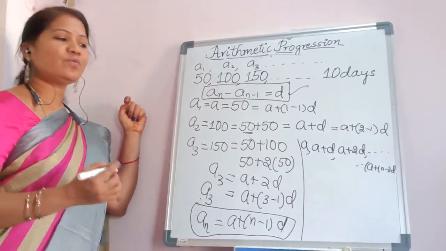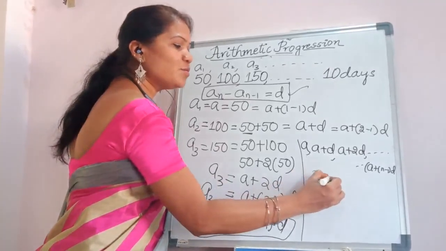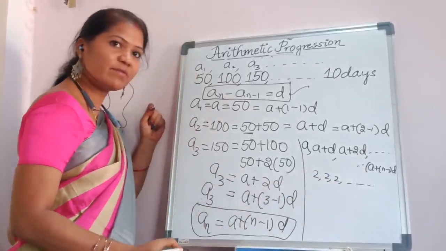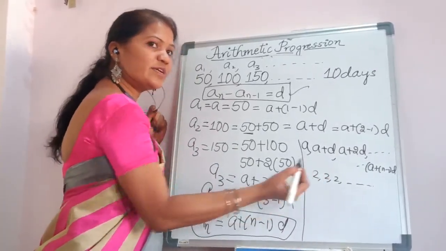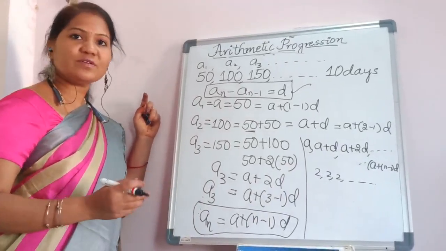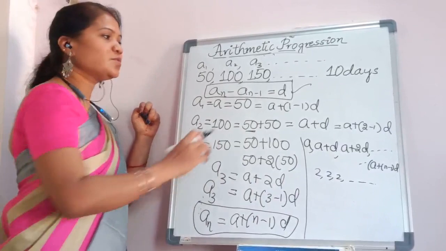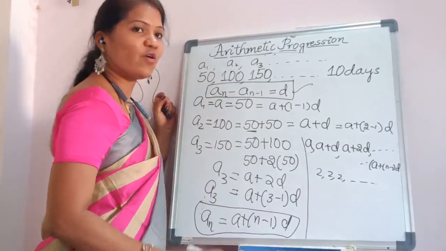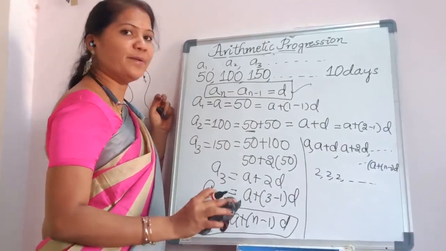This constant can be 0. Means, for example, 2, 2, 2 also forms an AP. Why? 2 minus 2 is 0. 2 minus 2 is 0. Right? So the constant I said, I got it as 0. 0 is also a constant here. Right? So this D can be any constant real number.